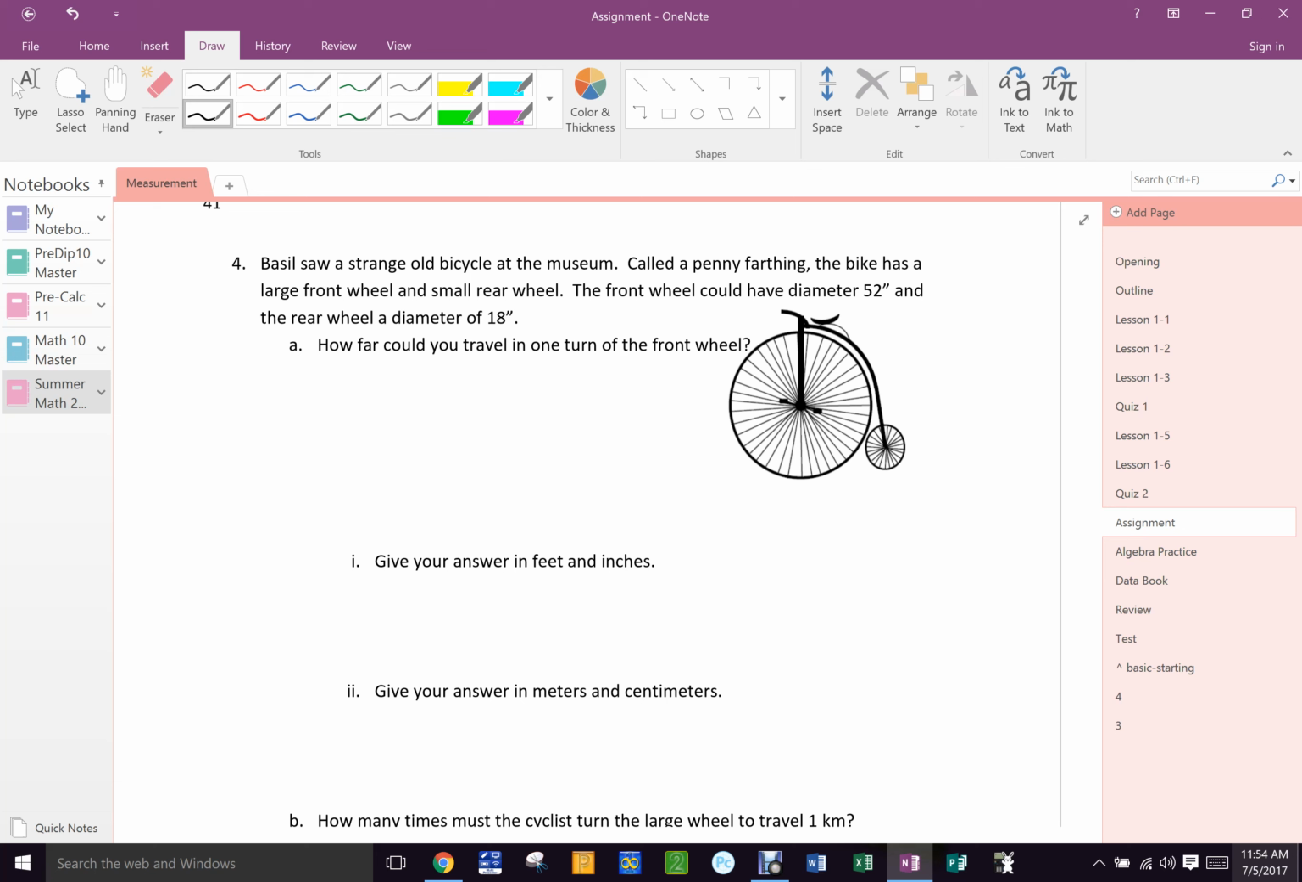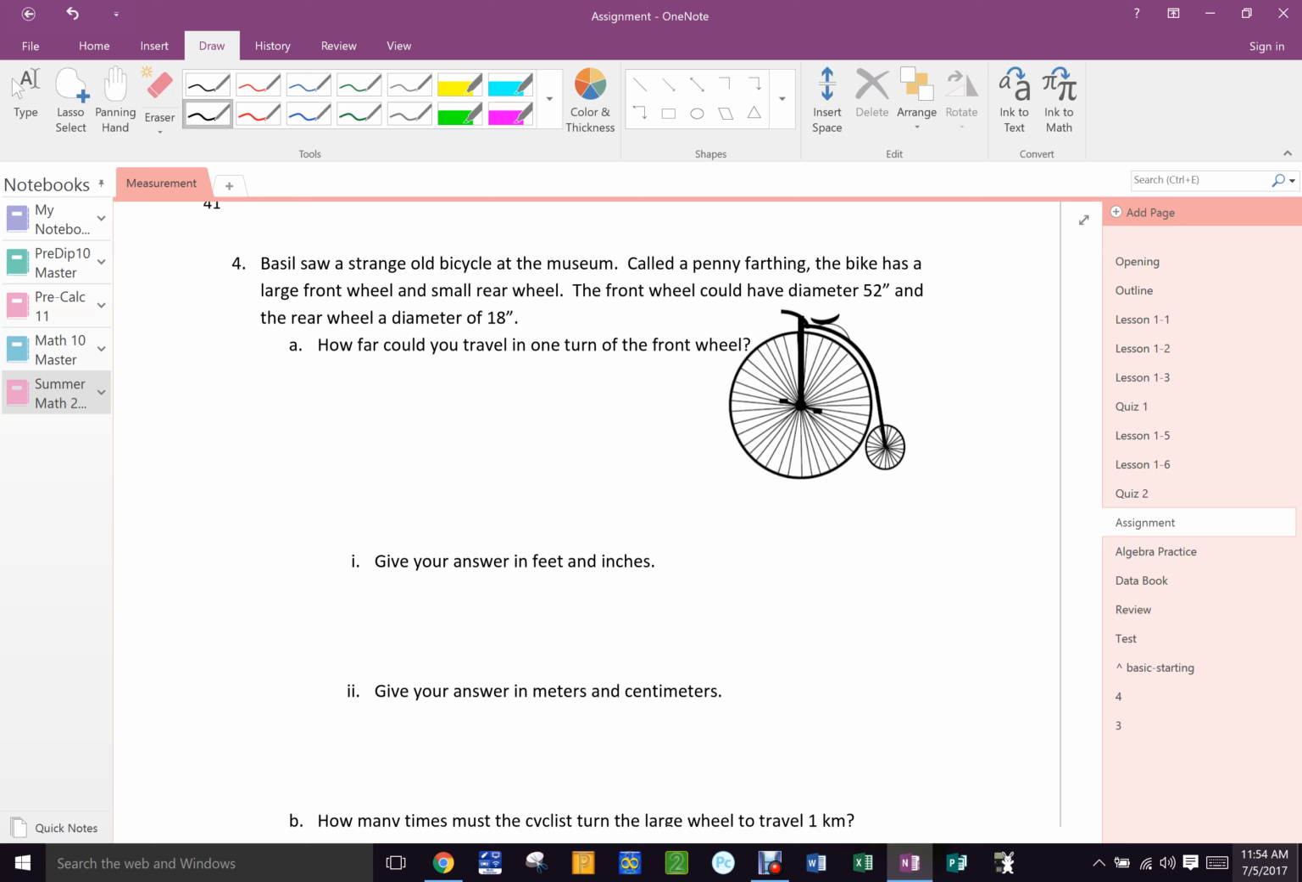Right. Okay, so I want to know the answer in feet and inches. So 52 times pi, that gives me the inches, right? So that's 163.36. But that's not feet and inches, is it? What do I do with that to get it into feet? I got to divide by 12, yes? So that's going to get me 13.61. So it's going to be 13 feet.